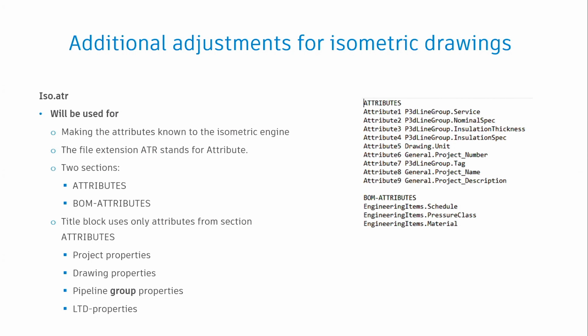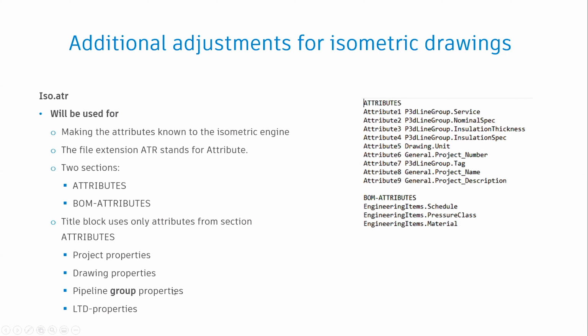So finally, let us talk about the ISO ATR file. The file extension ATR stands for attribute. The ISO ATR is divided into two halves, the section attributes and the section BOM attributes. The title block uses only attributes from the section attributes. Only the following properties are evaluated from here: project properties, drawing properties, pipeline group properties, not segment, and LDT properties.